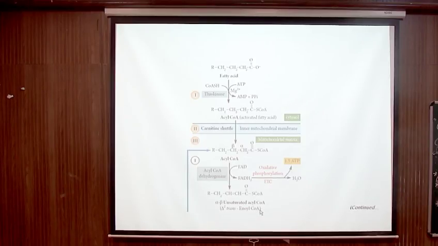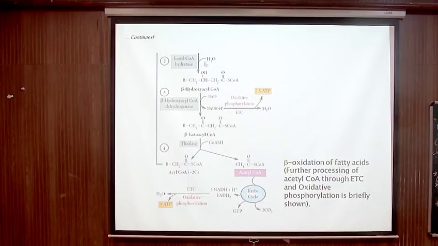So what is the next step? Hydration. Hydration means there should be an addition of water, so the enzyme will be hydratase. What is the previous intermediate? Enoyl coenzyme A. So with the help of enoyl coenzyme A hydratase, by taking a molecule of water, it forms beta hydroxy acyl coenzyme A. Hydration, hydroxy, you can remember it that way.